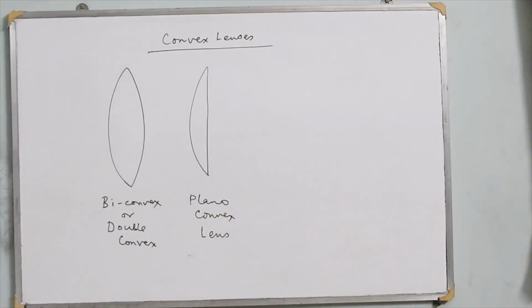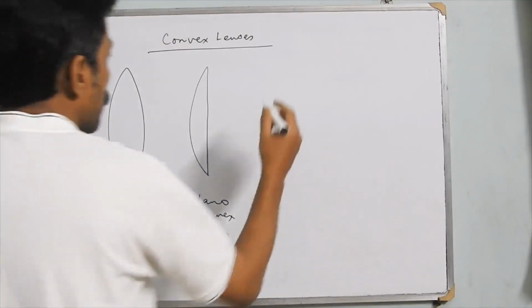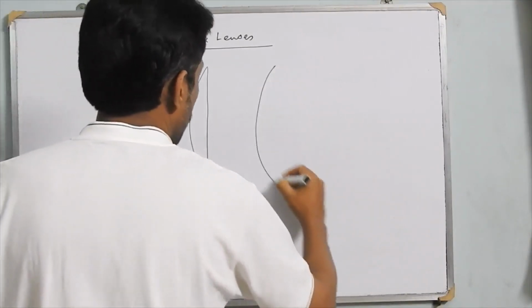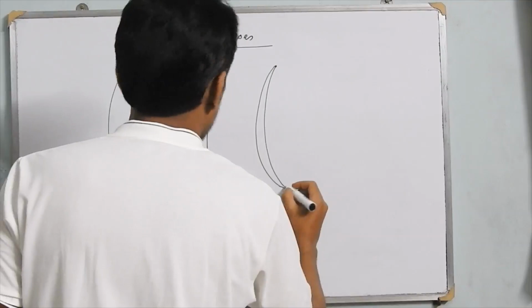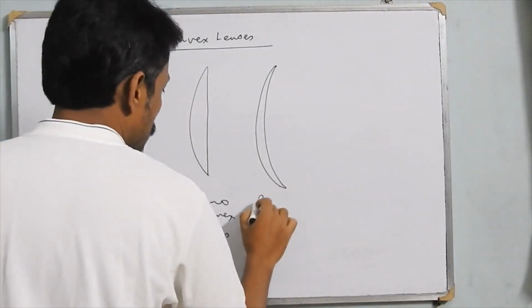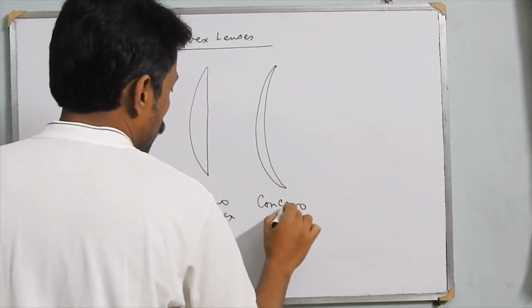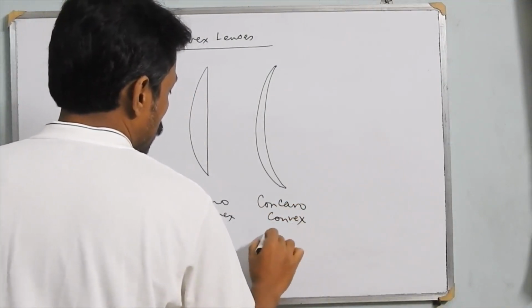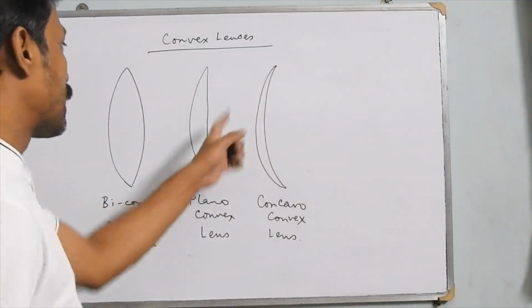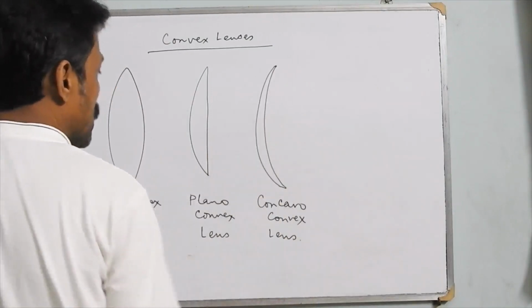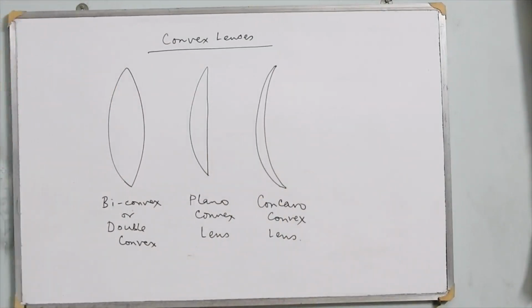And if both the surfaces are curved, but one is curved outward and another is curved inward, then this type of lens is called a concave convex lens. Because one surface is convex and another surface is concave. One surface is bulging in and one surface is bulging out. So these are the familiar types of convex lenses available.